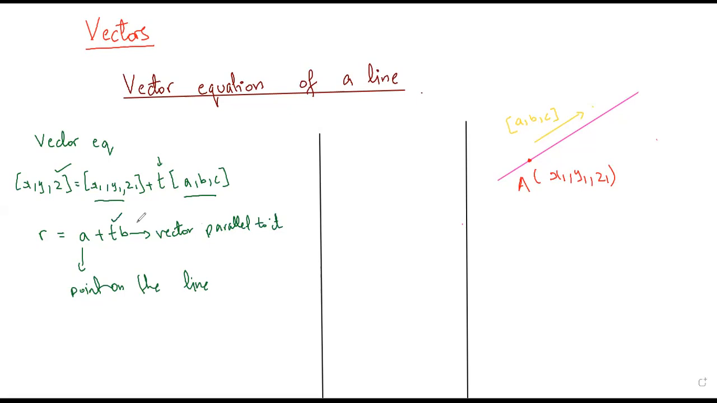Let's talk about the second one. So the second way is basically this one. You can write it this way: (x minus x1) divided by a equals (y minus y1) divided by b equals (z minus z1) divided by c. Now again, what are a, b, c? They are the components of the vector that is parallel to that line, and x1, y1, and z1 are the coordinates of the point that is lying on that line. Okay. So this is also a way of representing the vector equation of a line.